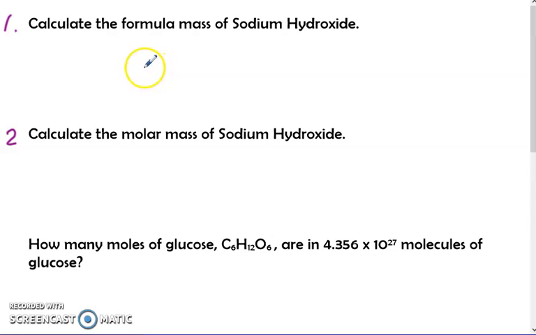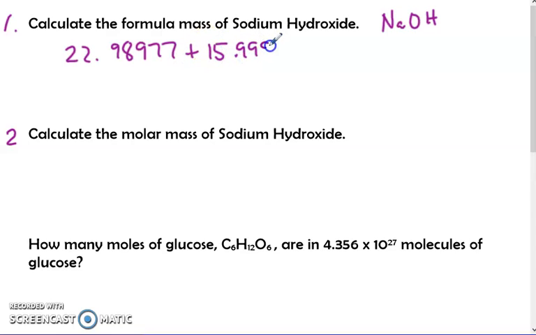So number 1, on calculating the formula mass of sodium hydroxide. Well, let's go to the periodic table, look up sodium. Sodium hydroxide, by the way, is NaOH. So we've got to add up a sodium, which is 22.989770, plus oxygen, which is 15.9994, plus hydrogen, which is 1.00794. Okay, we're going to add those all up.